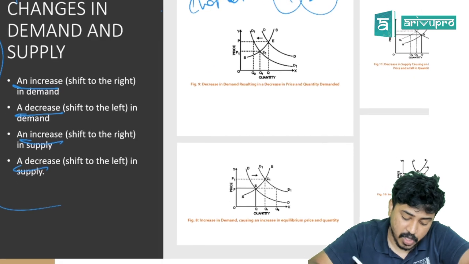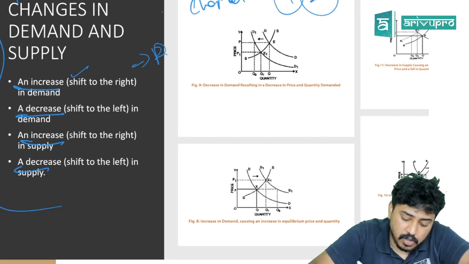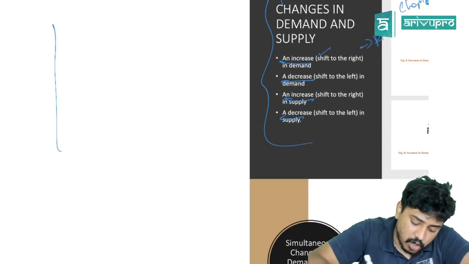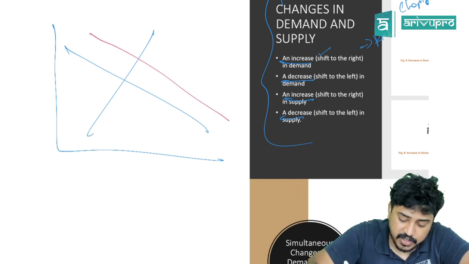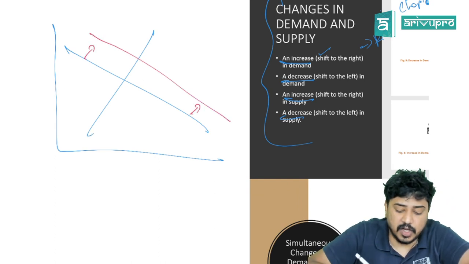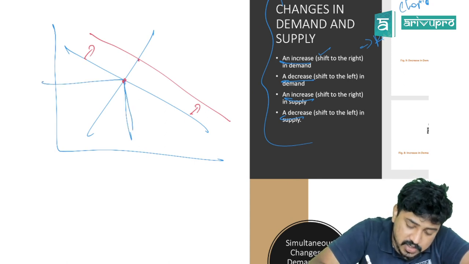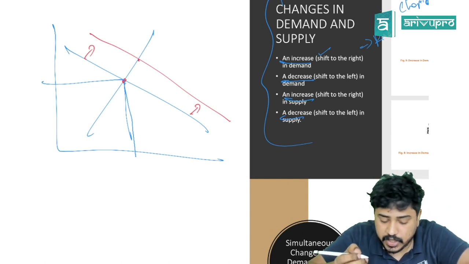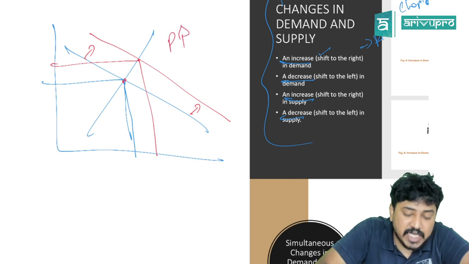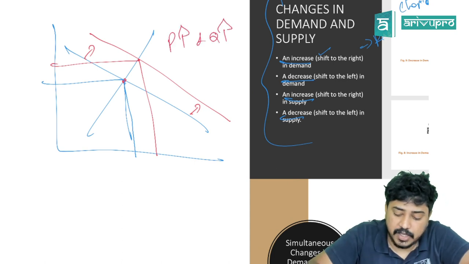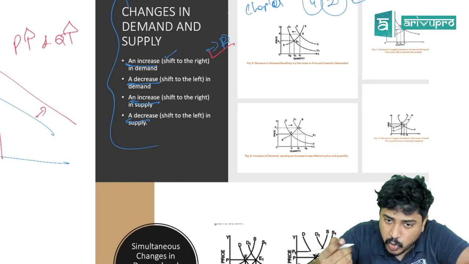We studied already. When there is an increase in demand, what happened to the equilibrium price? How do you get it? We draw a supply curve first. Then we say the demand curve is increasing. Then we will point: this was the previous equilibrium point, that is price and quantity. But due to the shift, it has become new. So what has happened? Equilibrium price has increased, and quantity has also increased.